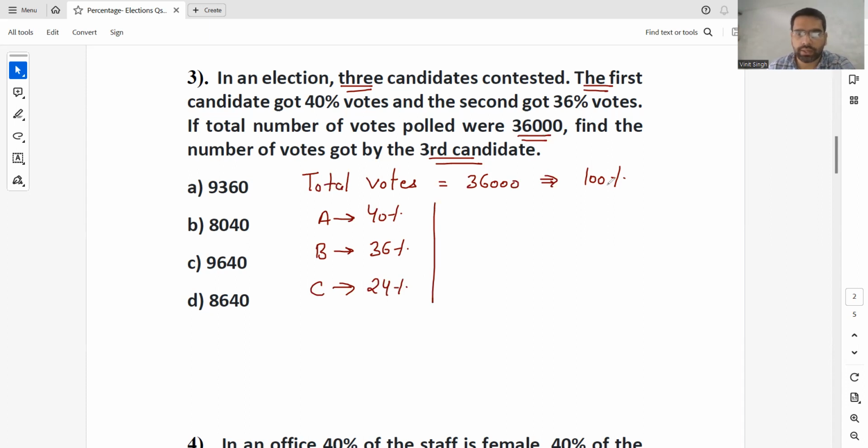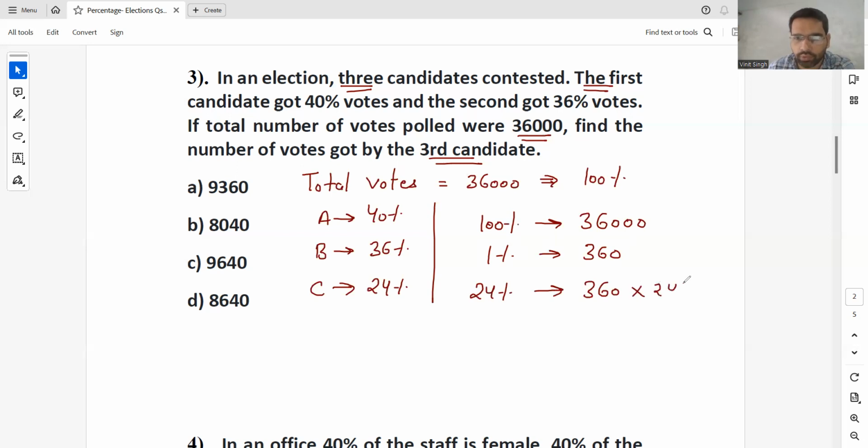Now 100% is equal to 36,000. 1% is equal to 360, and we have to find the value of 24%, which is equal to 360 into 24. Now, when we multiply these two values, we will get 8,640. So the number of votes got by the third candidate is equal to 8,640.